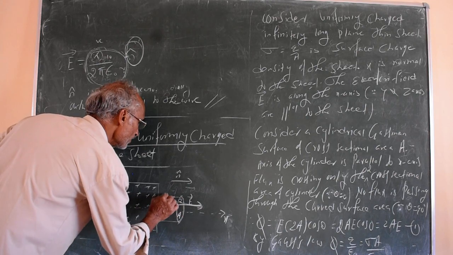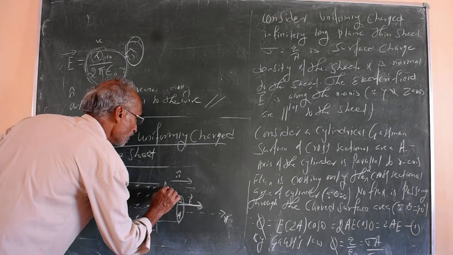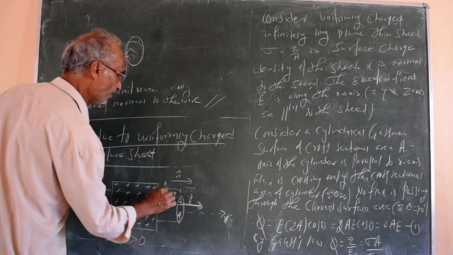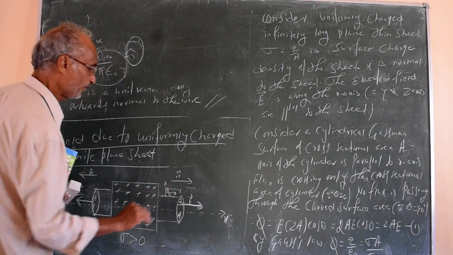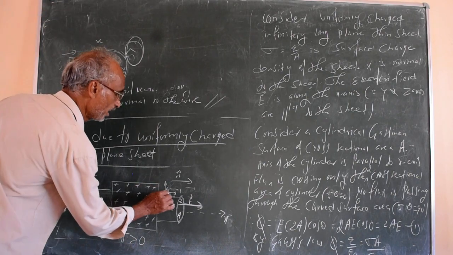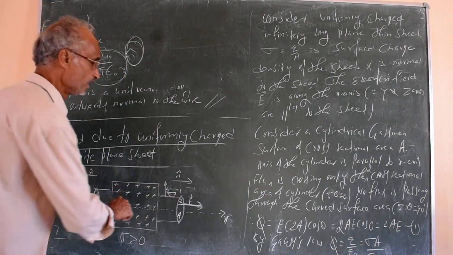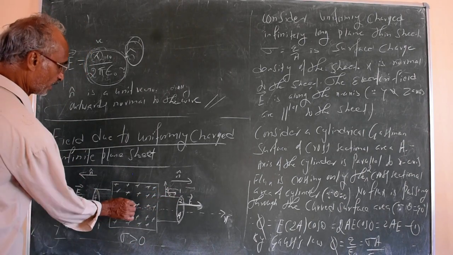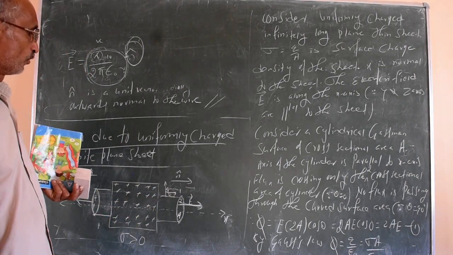Now I have drawn the normal to the curved surface, like this. Okay. So the direction of the field is like this, E bar. So what is the angle between the normal and E bar? This is the E bar direction. Always the charge field is radially outwards or inwards. Normal to the sheet.